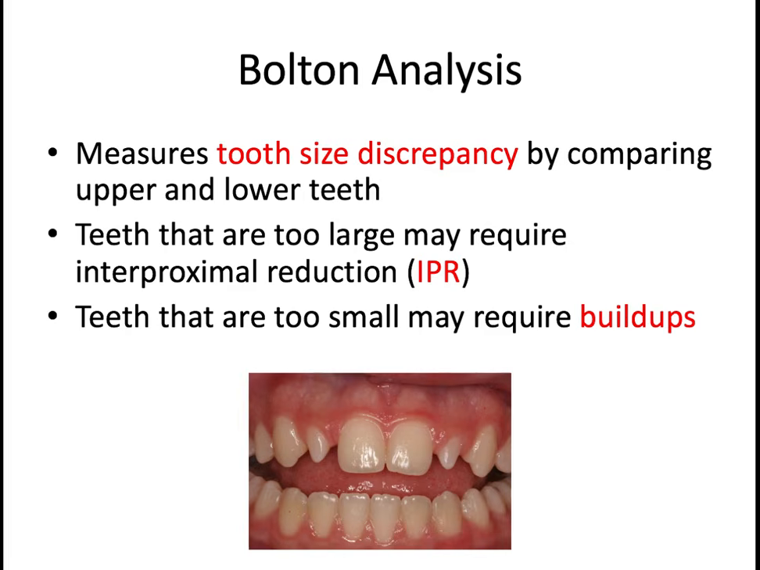The teeth can also be too small, and they may require buildups. These could be in composite, veneers, or crowns. The most common example of this are peg laterals. They don't even have to be quite this small, but they can be just slightly smaller than normal. Your Bolton analysis, where you measure all the mesiodistal widths and compare them with one another, could reveal that you have small upper lateral incisors or smaller premolars, and you may want to consider buildups to get all the teeth to fit together properly.